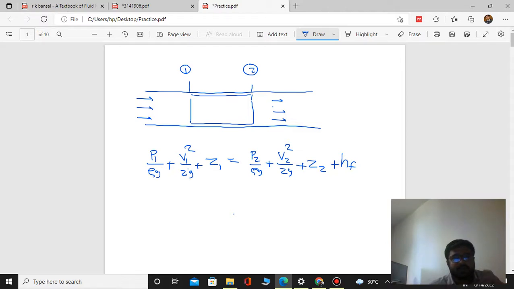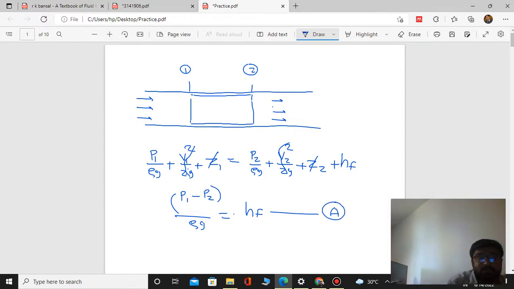So here we can see that there is no potential difference between these, so this will get cancelled. Here also there will be a minor change in velocity, so these you can also cancel. So what will be the equation? P1 minus P2 divided by rho g is equal to HF. So this is our first equation. Let us call it equation A.